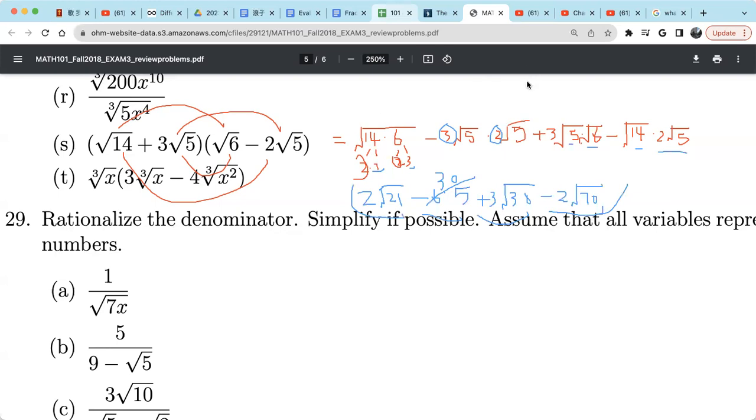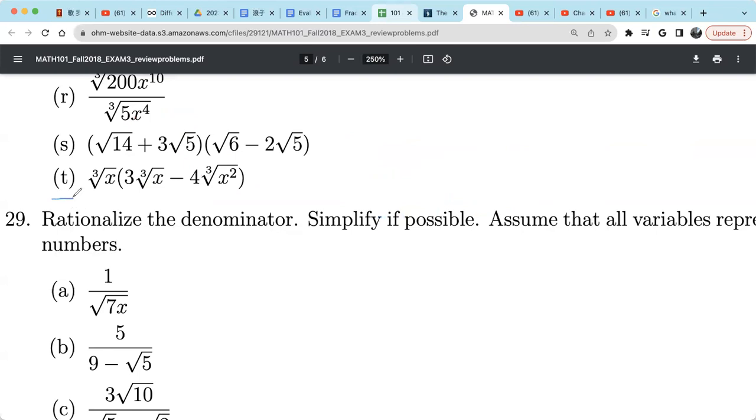Let me erase this so I can have space for T. T, let's see the difference between T and S. In S, I have a binomial times a binomial, which means I have 2 terms multiplied by another 2 terms. So I do FOIL or smiling face. But this, I have a monomial times a binomial. So what do I do? I just distribute this monomial. I multiply these 2. I multiply these 2. Right. Multiply these 2, just 3 times 1, just an invisible 1. So I get 3 outside.